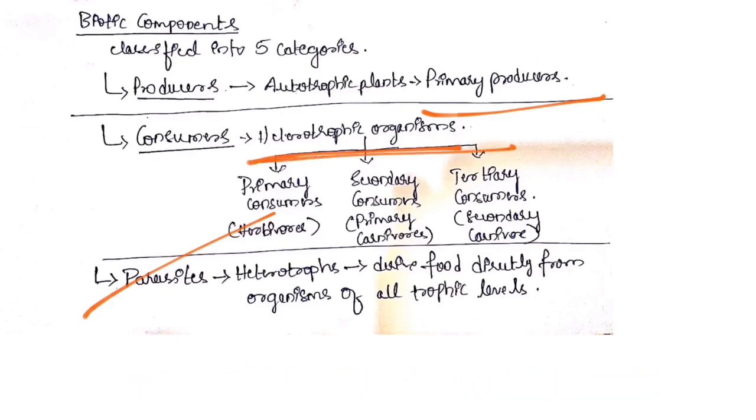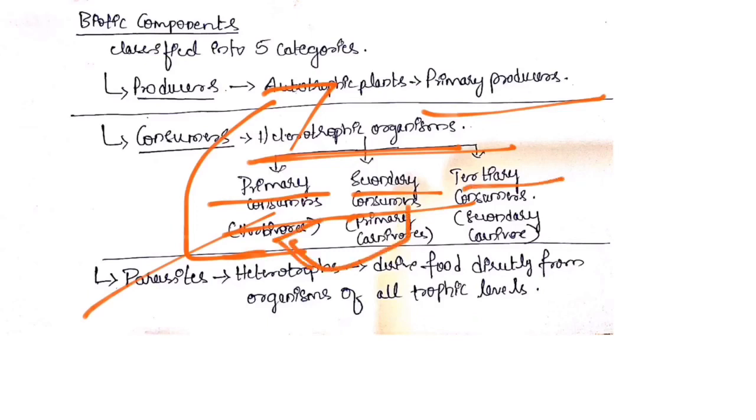Heterotrophic organisms, which cannot prepare their own food materials, depend on other organisms. These heterotrophic organisms are of three types. One is primary consumers. Primary consumers means herbivores, which directly feed on the primary producers. The next one is secondary consumers, the animals which feed on the herbivores. And the next one is tertiary consumers, or top carnivorous animals, which feed on secondary consumers.